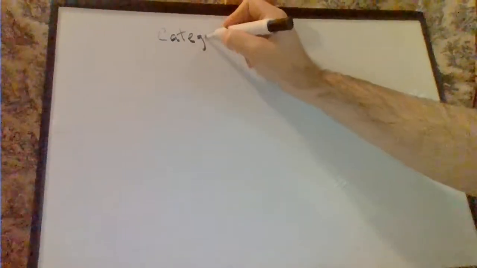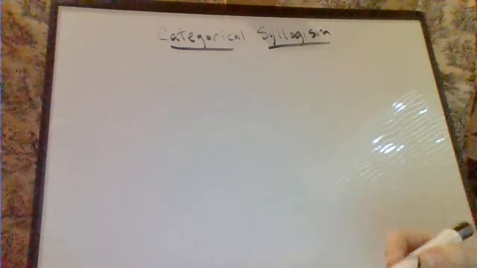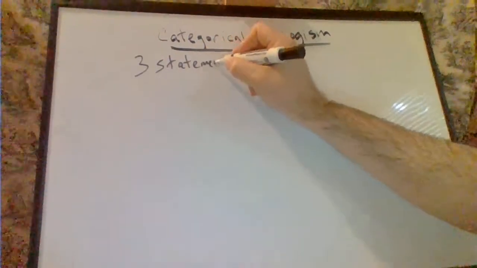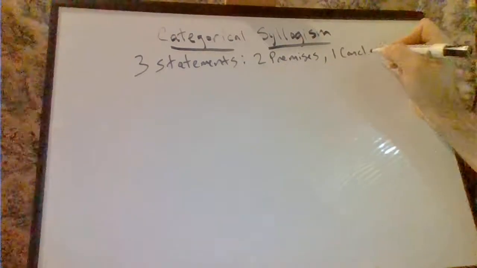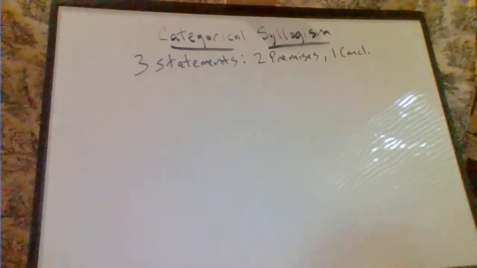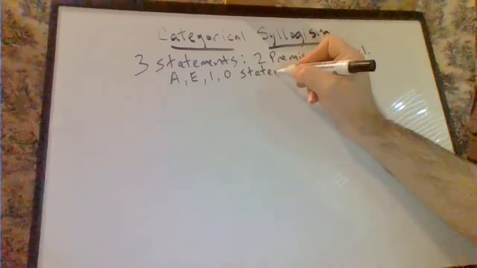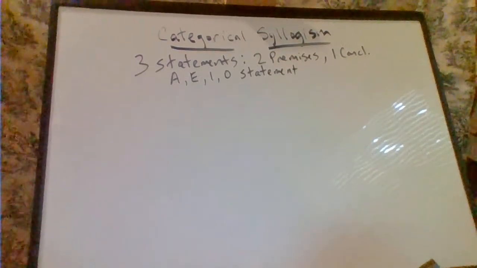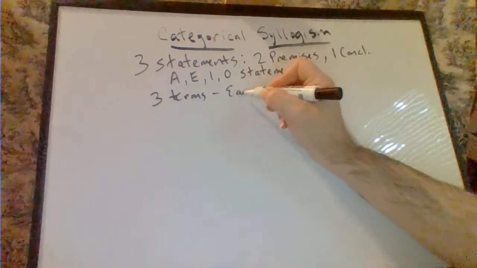Okay. Categorical syllogism. And it has a very specific form associated with it. A categorical syllogism is going to be made up of three statements. There's always three statements, two premises, one conclusion. Okay, so three statements, two premises, one conclusion. They are all of the AEIO type. Okay, so they're all categorical statements, like we saw on the previous screen. And each syllogism is going to have three terms, each used twice.